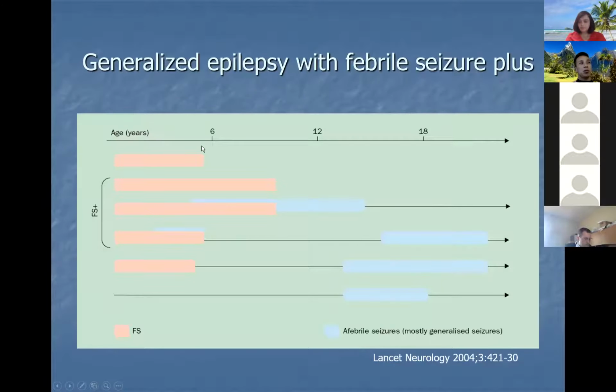So most kids with febrile seizures kind of stop. They don't have a recurrence. Some last a little longer, but they kind of go away. These kids that have generalized epilepsy with febrile seizures plus have febrile seizures beyond 6 years of age. At some point, they can overlap with afebrile seizures. And the vast majority of these kids outgrow them by the time they're 10, 12 years of age. Of the ones that don't outgrow them, they have very bad to control seizures. Sometimes can be very, very hard to treat when they're older.